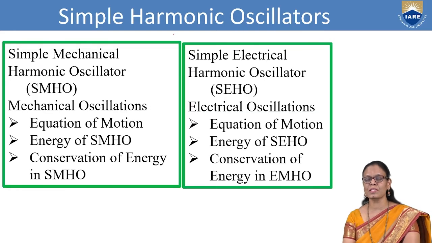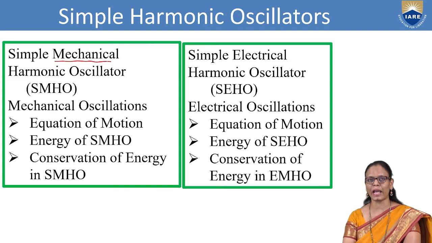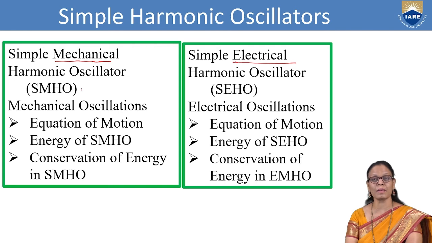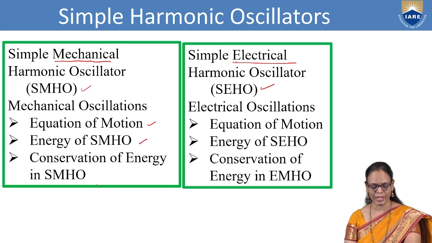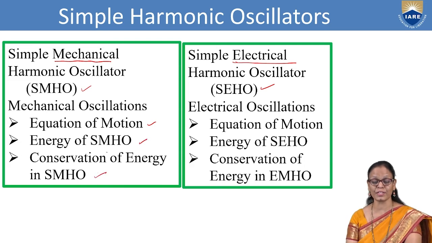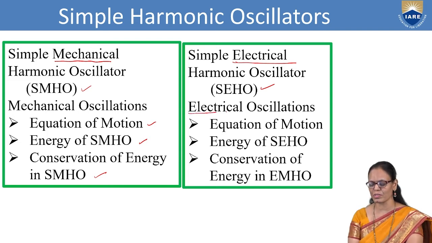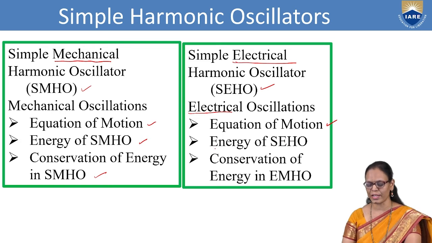Now, when it comes to simple harmonic oscillator, I said we are talking about 2 types: mechanical simple harmonic oscillator and electrical simple harmonic oscillator, denoted by SMHO or SEHO. So, first in mechanical oscillations, we will derive the equation of motion and then the expression for the energy and then conservation of energy. We will understand how energy is conserved in this motion. And the same thing for electrical oscillations also. We will see the equation of motion, then the expression for energy and also the conservation of energy.